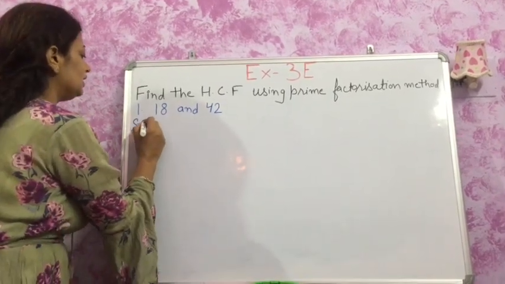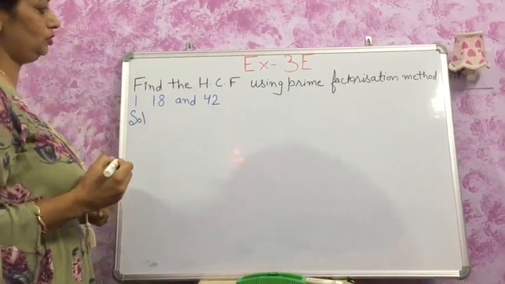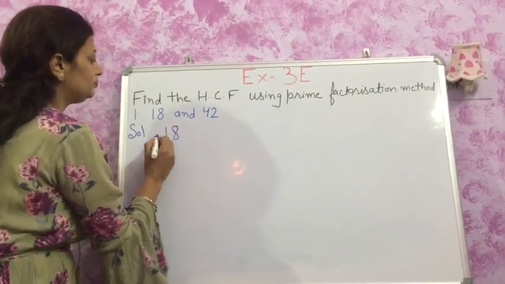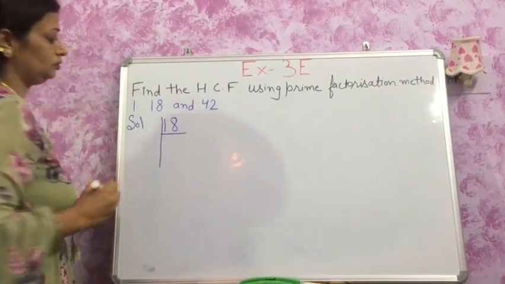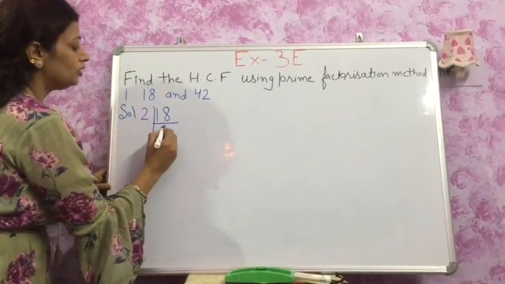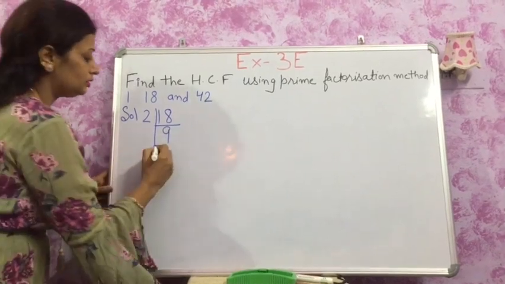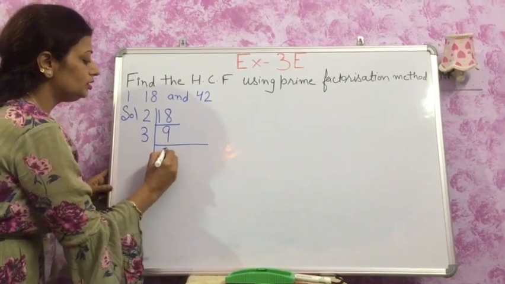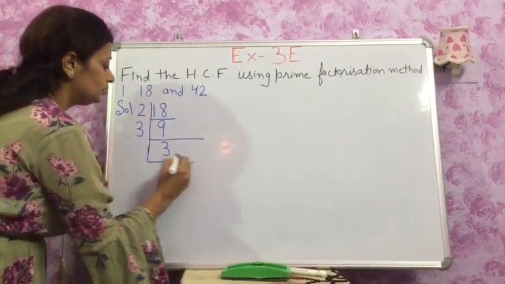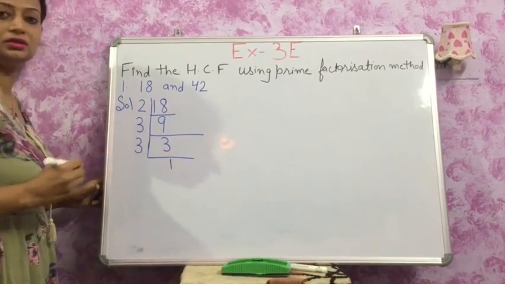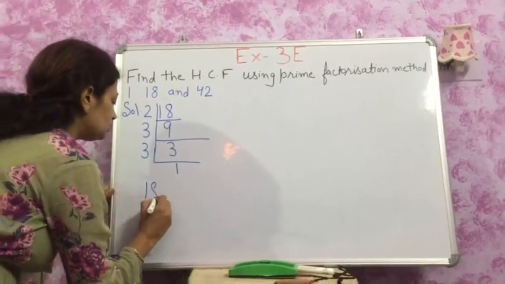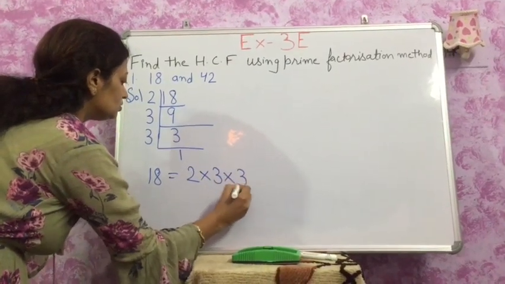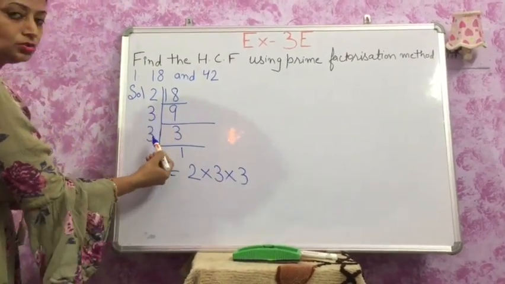The numbers are 18 and 42. To find their HCF, we will find the prime factorization of 18 and 42. 2 9s are 18. Then 9 is not divisible by 2. It is divisible by 3. 3 3s are 9. 3 1s are 3. So the prime factorization of 18 is 2 into 3 into 3.